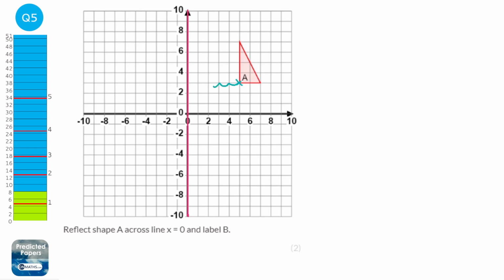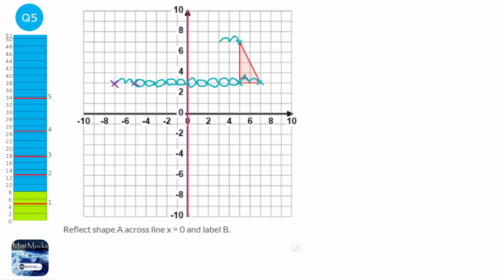So 1, 2, 3, 4, 5, and then we count another 5. 1, 2, 3, 4, 5. So one of our coordinates is going to be here. Do the same thing again and pick the one to the right. So 1, 2, 3, 4, 5, 6, 7. So we've got a coordinate here, and finally we've got this coordinate here.